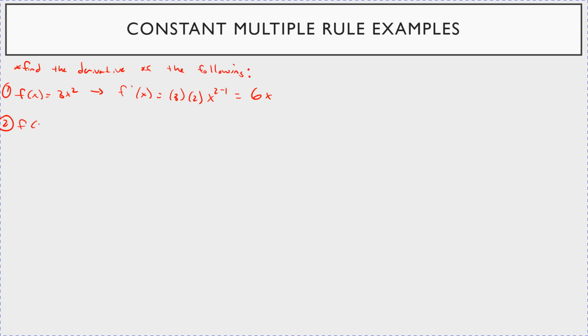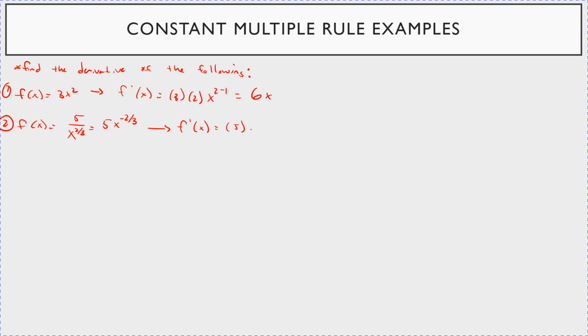Let's look at f of x is equal to 5 over x to the 2/3 power. Well, look, rewrite it. Rewrite this, bring this up with a negative exponent. So it's 5x to the minus 2/3. So when you go to find the derivative, f prime of x, leave the 5 alone. Now just find the derivative of x to the minus 2/3.